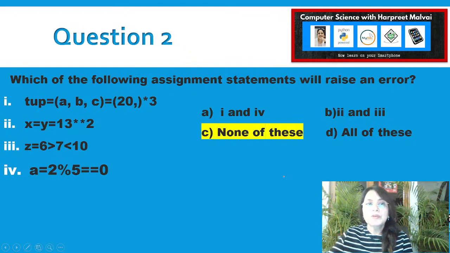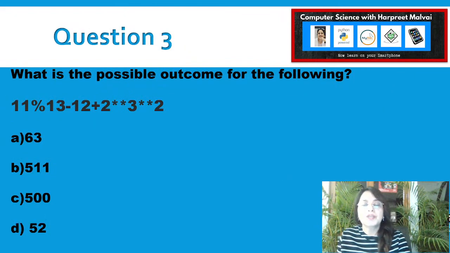Okay, so moving ahead to question 3. What is the possible outcome for the following? We did a little bit similar question yesterday, so I've just got you another one.